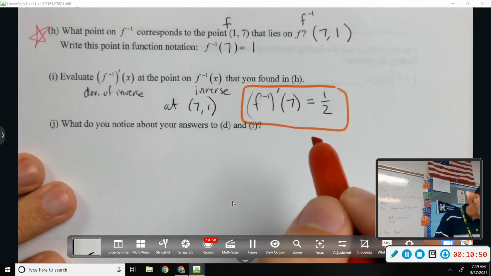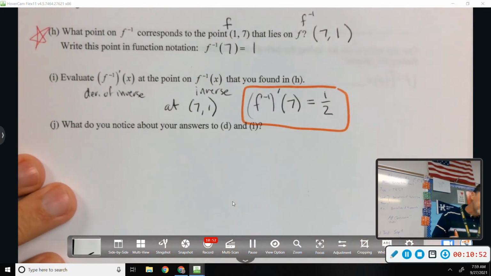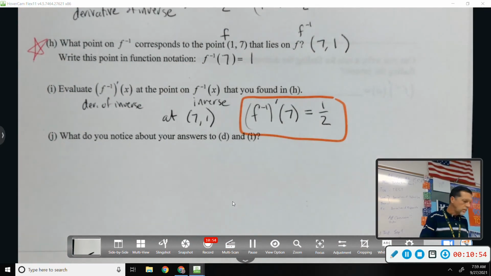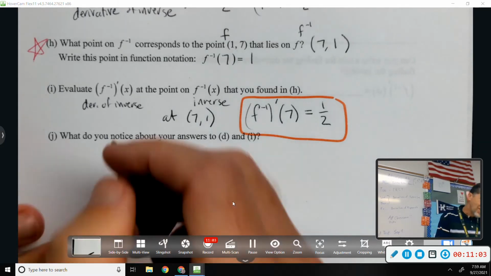There's I, where'd D go? D was way up here. So what do you notice about your answers to D and I? Say it louder, Emily. Wait, who said it? Somebody said it. They're reciprocals.